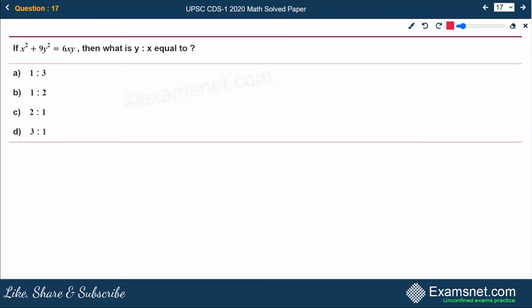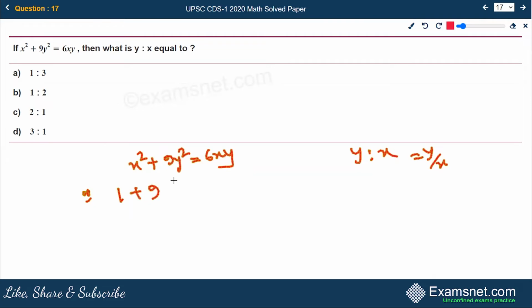In question number 17, we are given: if x square plus 9y square equals 6xy, then what is the value of y is to x? Let me write the given expression first. x square plus 9y square equals 6xy. Now, since we have to find the value of y is to x, that is y by x, we will divide by x square on both sides. So it will become 1 plus 9 (y by x) whole square equals 6 times y by x.